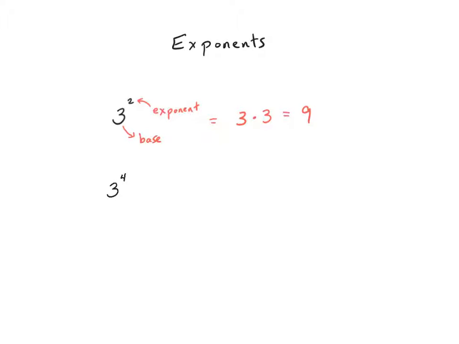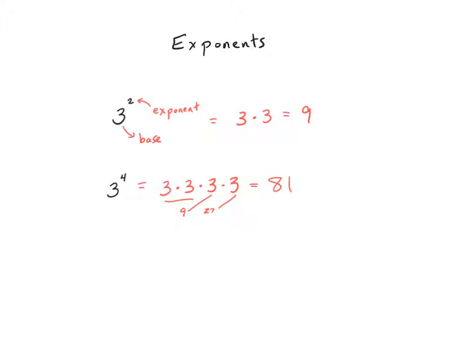And 3 to the 4th power means that I'm going to take the base, which is a 3, and I'm going to multiply it by itself 4 times. 3 times 3 times 3 times 3. Now, to evaluate that, I'm going to need to multiply it one step at a time. 3 times 3 is 9. Then 9 times 3 is 27. And 27 times 3 equals 81.